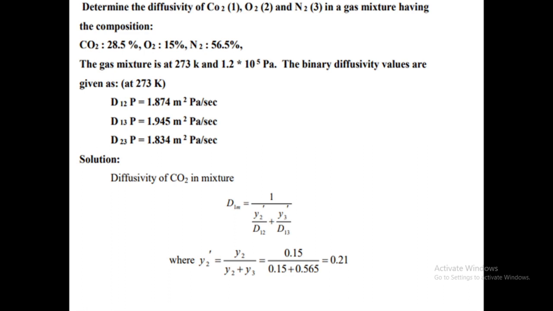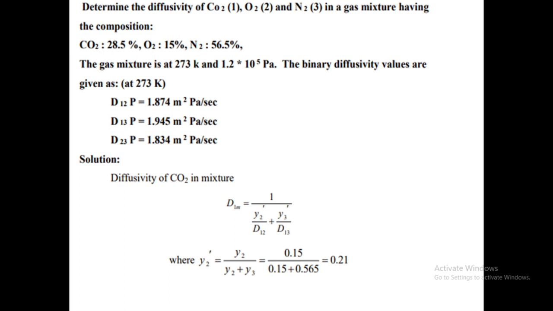D13P: what is the meaning of D13? The first component diffusing through the third component, 1.945 meter square Pascal per second. D23P: D23 means the second component diffusing through the third component, 1.834 meter square Pascal per second. Are you clear? So this is the problem.